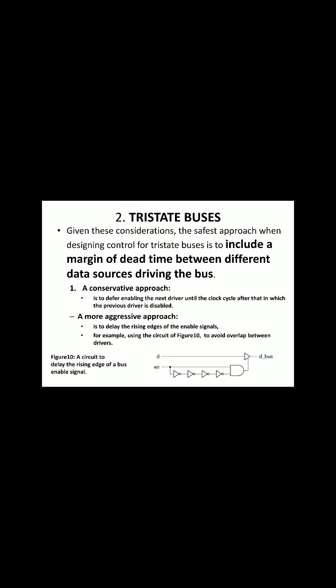We include a margin of dead time between the different data sources driving the bus. The conservative approach is to defer enabling the next driver until the clock cycle after the one in which the previous driver is disabled. A more aggressive approach is to delay the rising edge of the enable signals, which means the rising edge should be sent slowly, taking more time. For example, you can see this in figure 10.